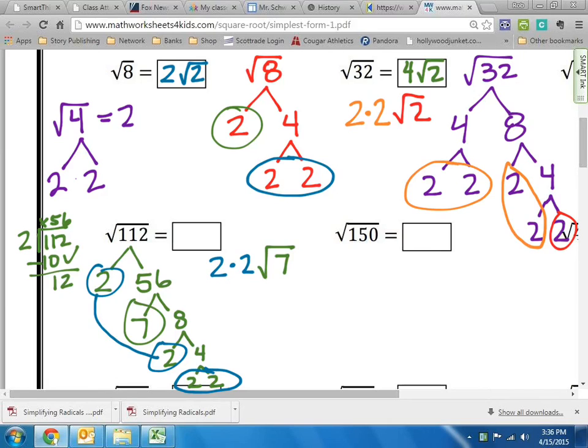Then we multiply whatever's on the outside if there's two things. So 2 times 2 equals 4. And then the 7 stays on the inside, 7.